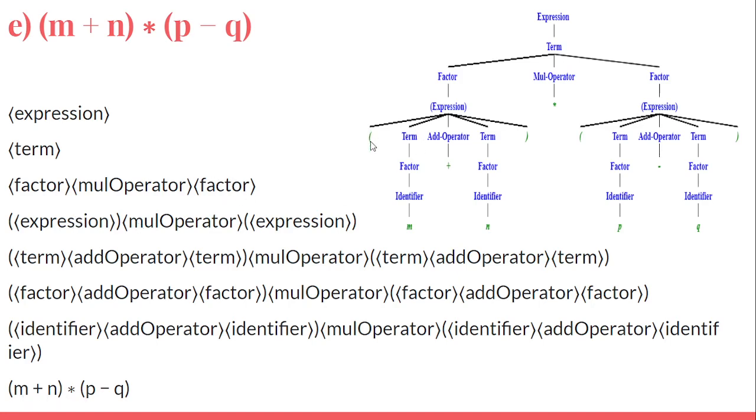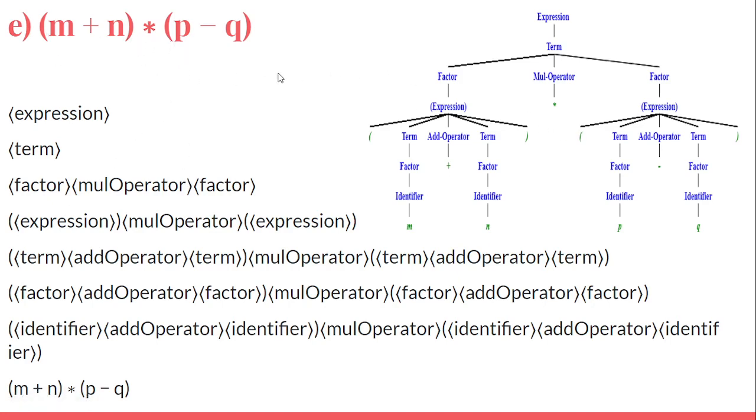When we are replacing a factor with expression, we have to use parentheses on both sides. So then we replace factor with expression. Then this expression will be replaced with term, add operator, term, as we require m plus n. The first term will be replaced with factor, factor with identifier, and identifier with m. The second term will be replaced with factor, and factor provides us an identifier, which is replaced with n, and the middle add operator will give us the plus sign. So we get m plus n inside the brackets.